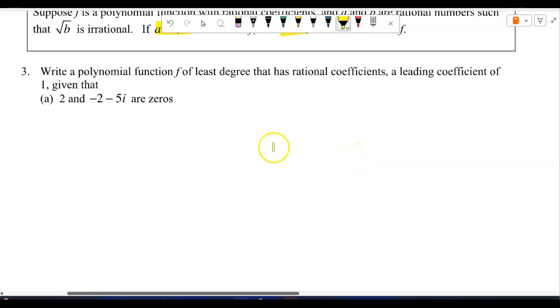So write a polynomial function of least degree that has rational coefficients and a leading coefficient of 1, given that these are the zeros. So we know the 3 roots are 2, minus 2 minus 5i, and minus 2 plus 5i. Very good. Why? Because of the conjugate root.